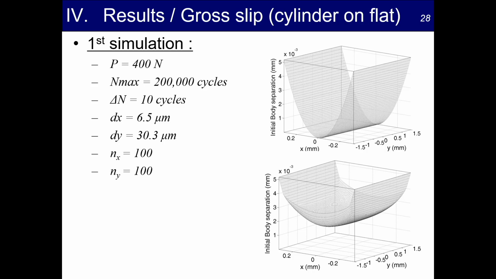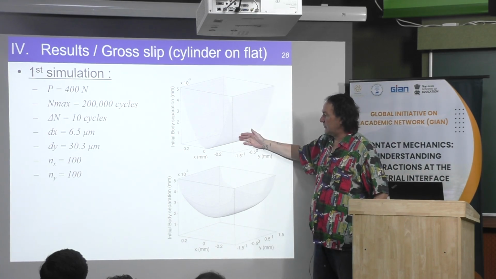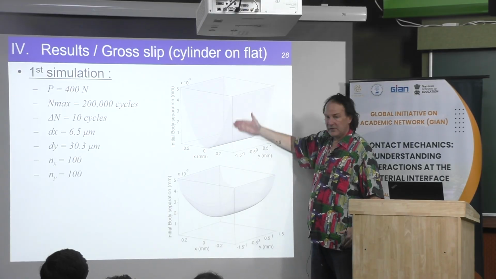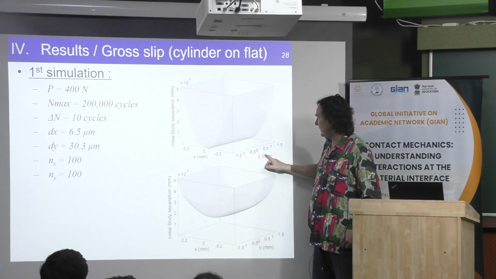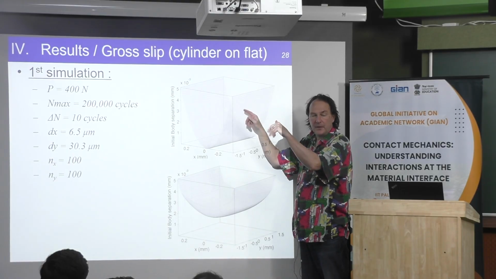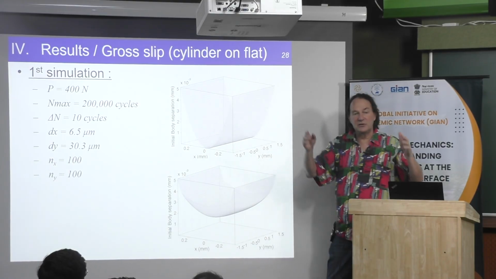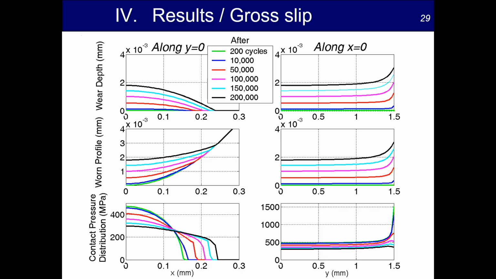Then I will cut the cylinder along the x direction in the middle, and I will also cut the cylinder along the y direction in the middle. And we will observe the pressure distribution and also the geometry, the initial and the worn geometry. These are in these plots. Maybe we can start by the bottom view.